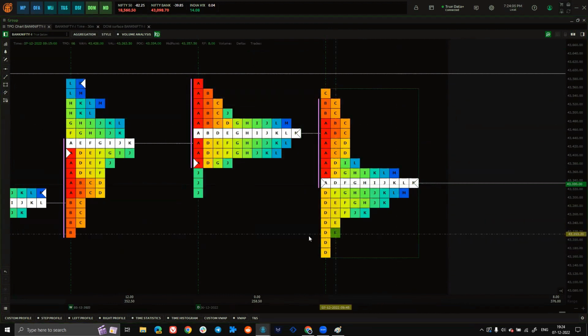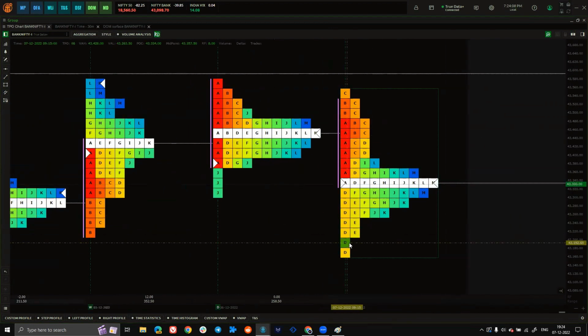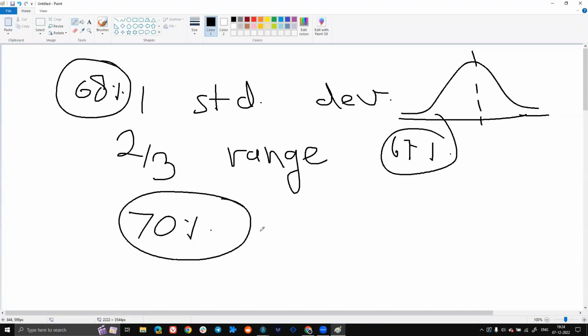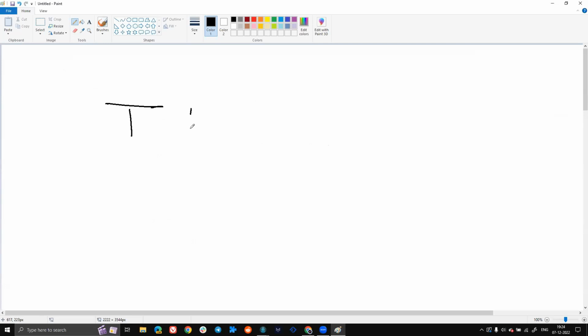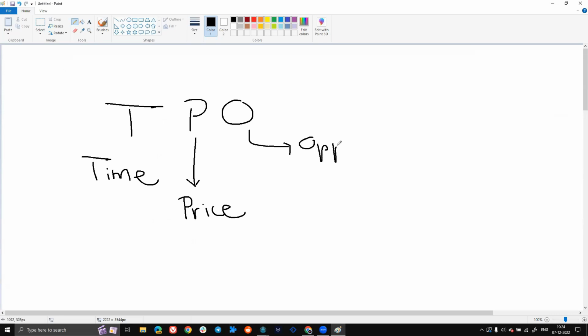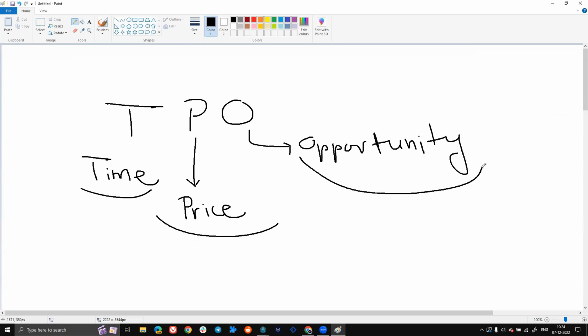Okay. Now what are the tails? So tails are these single boxes. These boxes are called TPO. T for time, P for price, O for opportunity. I have absolutely no idea why they labeled it like this. Probably they wanted to sound smart, to make people understand that they are creating something new, something really, really fancy. Otherwise, I have no idea why they call it TPO.